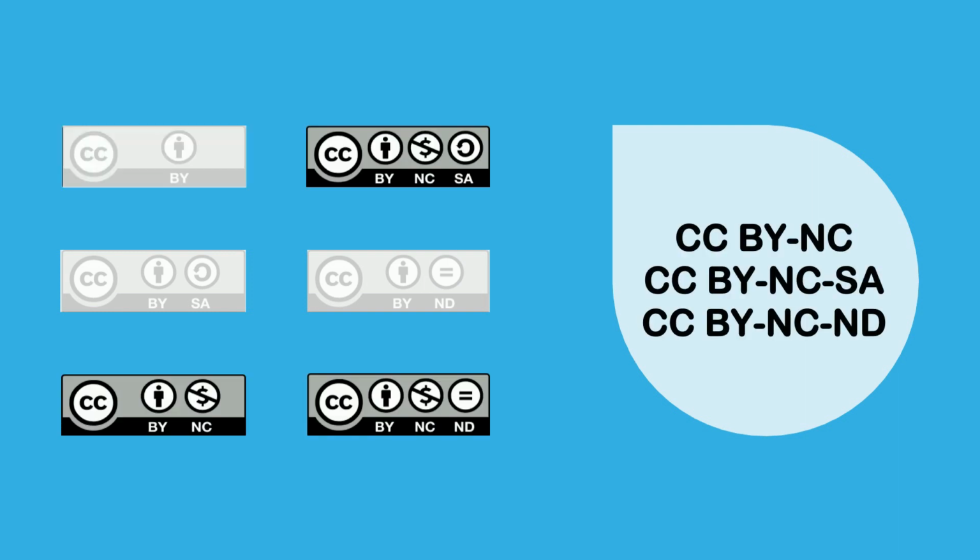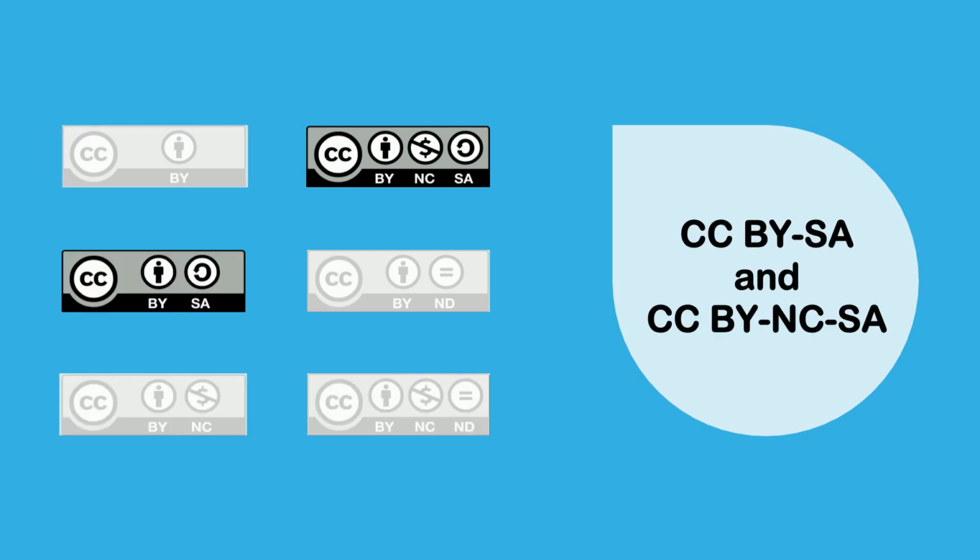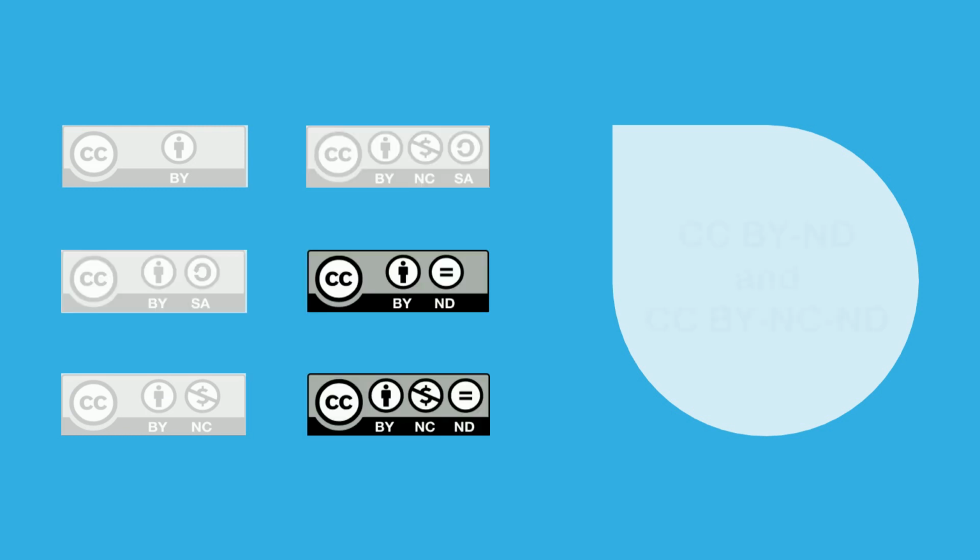The 3 licenses that include the NC, or non-commercial element, remove options for commercial use. Note that these licenses define commercial by the use, not the user. The 2 licenses that include the SA, or share-alike element, are meant to encourage on-sharing, but can cause issues for users around license compatibility and other factors.